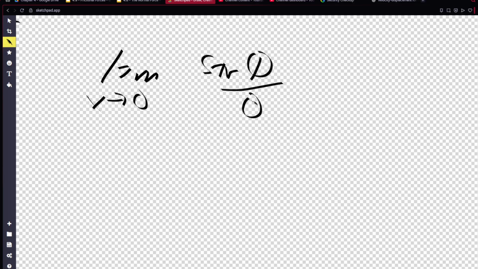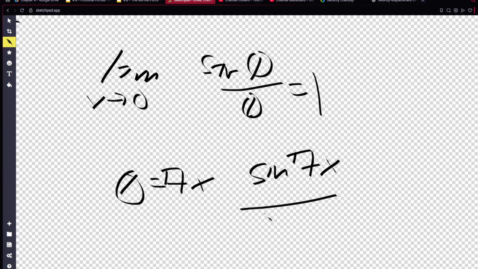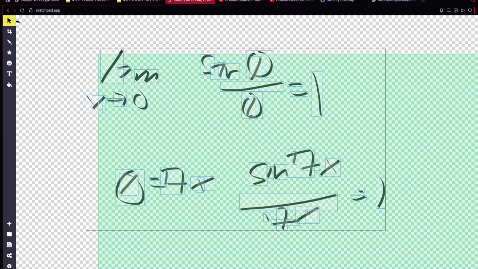One more thing we need to note is an important identity. The limit as x approaches 0 of sine theta over theta, or sine x over x, is equal to 1. Know this. You can prove it using L'Hopital's or some other squeeze theorem proof, I think, but we won't worry about that. And this also holds true even if theta is equal to 7x or 10x, which means that sine 7x over 7x equals 1, because you can just substitute 7x as theta here.